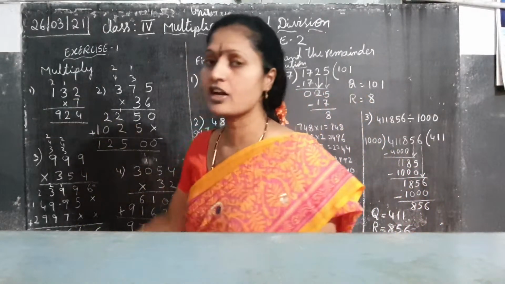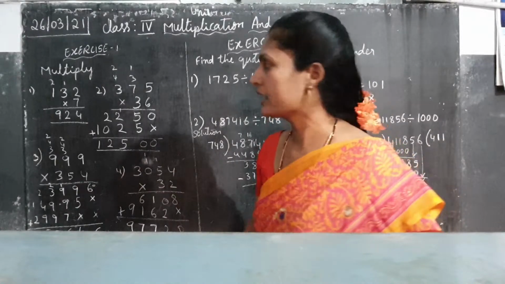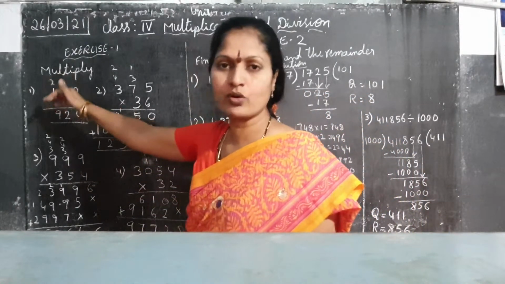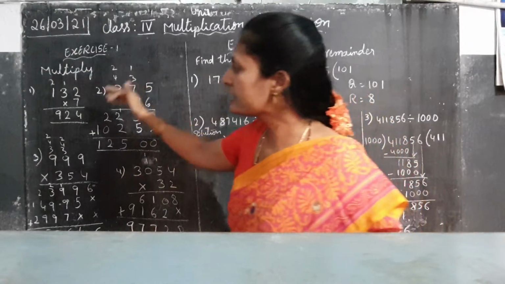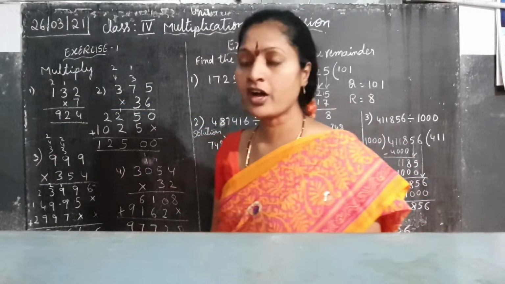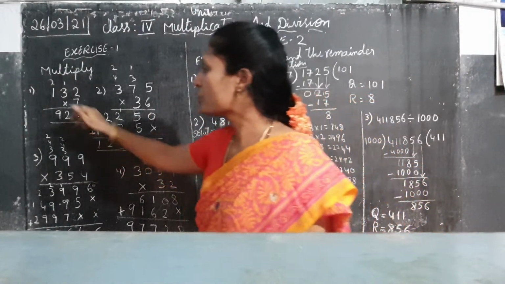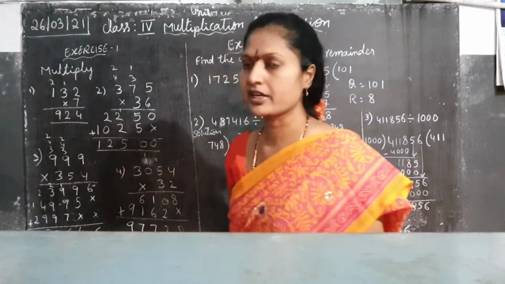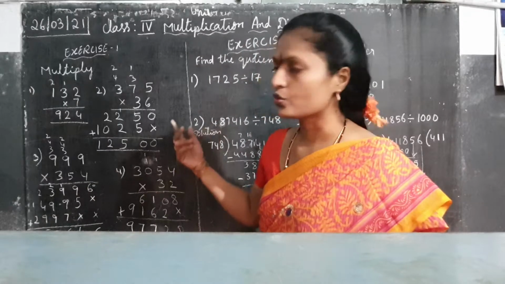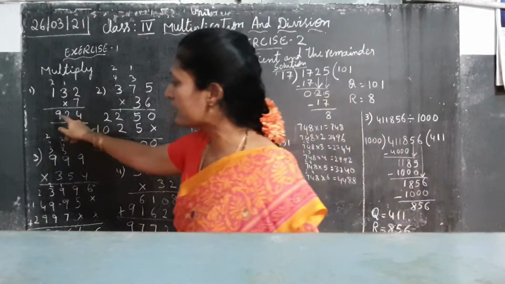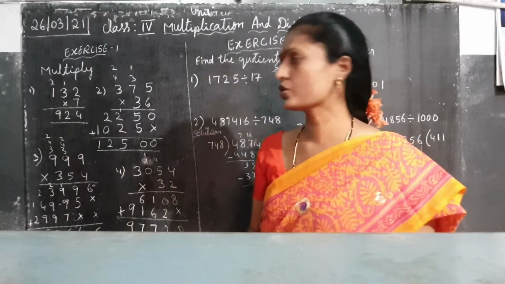And 7 3s are how much, children? Yes, 7 3s are 21. Plus 1. We have to add whatever we carry, no? That also we have to add. 7 3s are 21, plus 1 we add, 22. 2 carry and 2 we have to write. And 7 1s are 7 plus 2, 9. 9 we have to write, children. This is the product of this question, children.